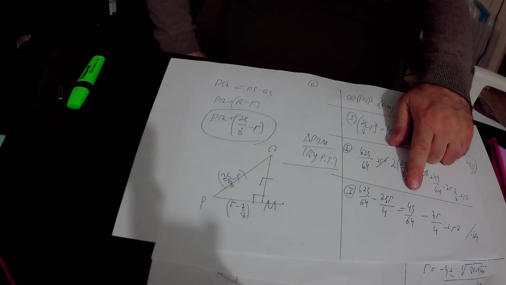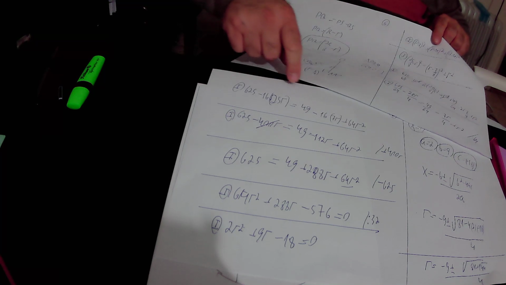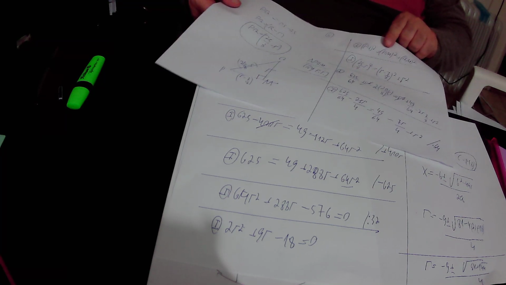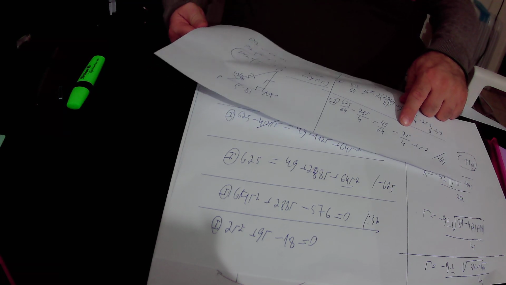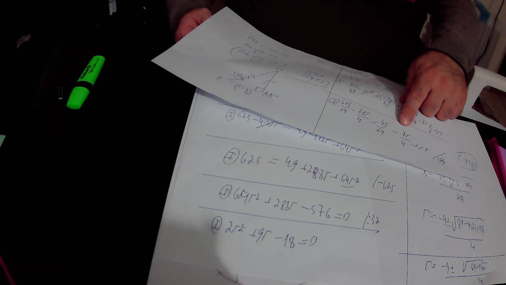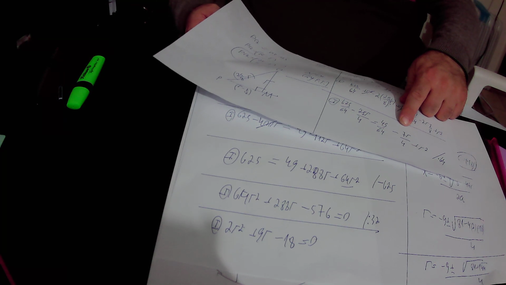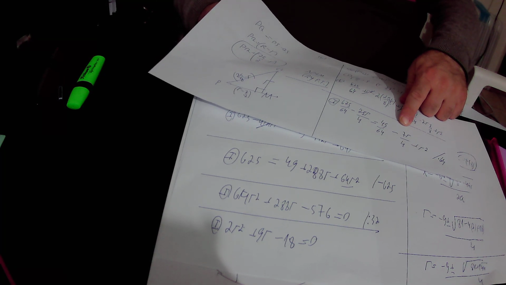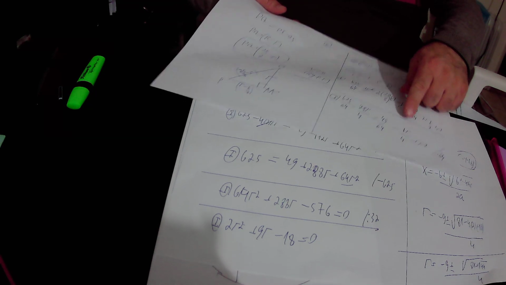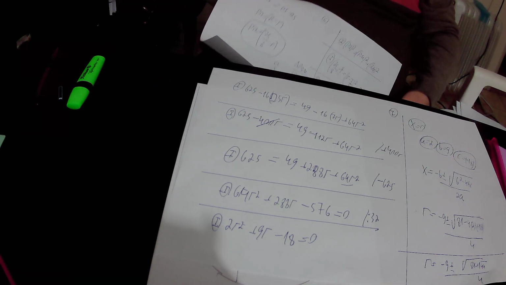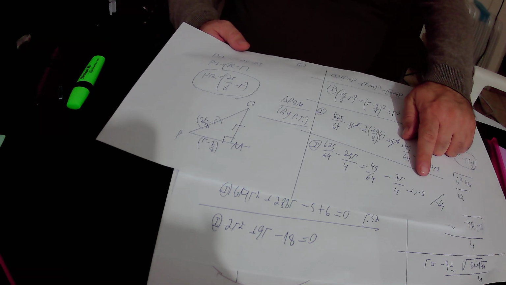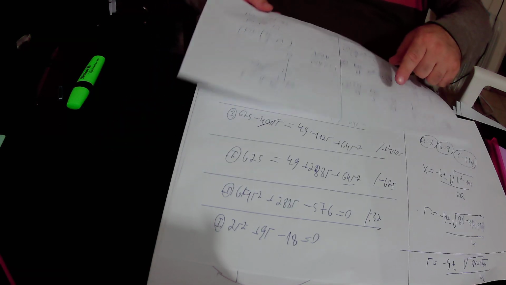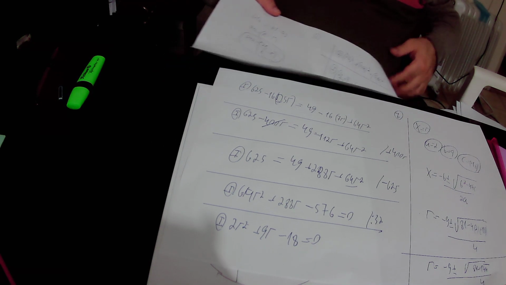On the other side of the equation we have 49 over 64 times 64, which is 49. Here we have 49. And here we have minus 64 over 4, which is minus 16. So this expression equals in total minus 16 times 7R. And here R squared times 64 is 64R squared. Okay?